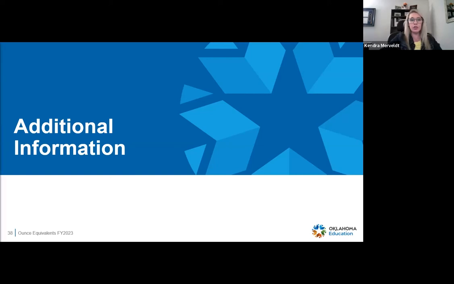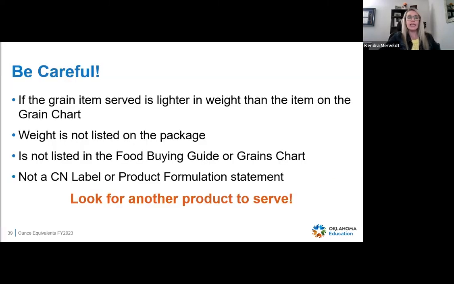So some of that additional information that we have is, again, if a grain item served is lighter in weight than the item on the grains chart, so example with that sliced bread, maybe your sliced bread is 26 grams per slice, and you are serving those that need 1 ounce equivalent or more, then be very cautious about the lighter amount. You need to serve much more than what it says in the grains chart.